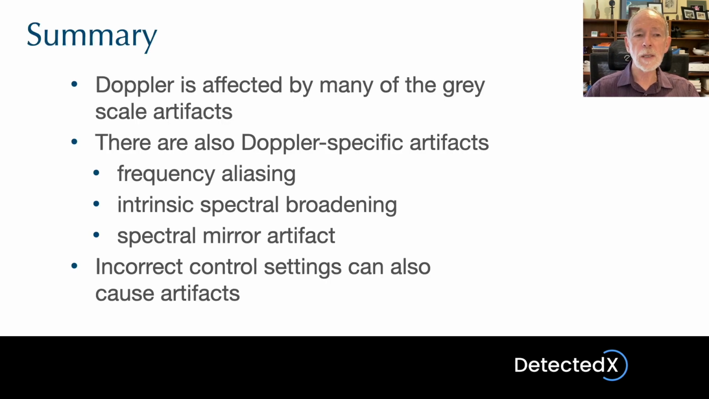So let's summarise. Doppler's affected by a number of artefacts. Some of these are the same artefacts as for grayscale imaging. But in addition, there are Doppler-specific artefacts. Examples of this, and the most important of these, are frequency aliasing and intrinsic spectral broadening. I've also mentioned spectral mirror artifact, which is a special case of that spectral broadening.